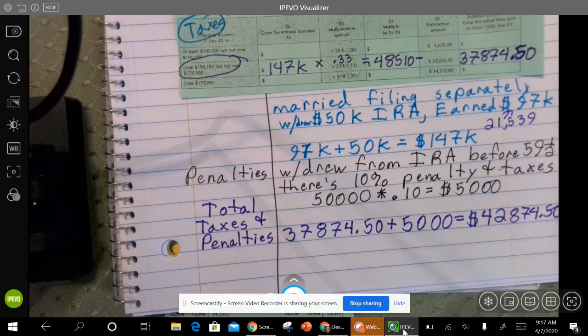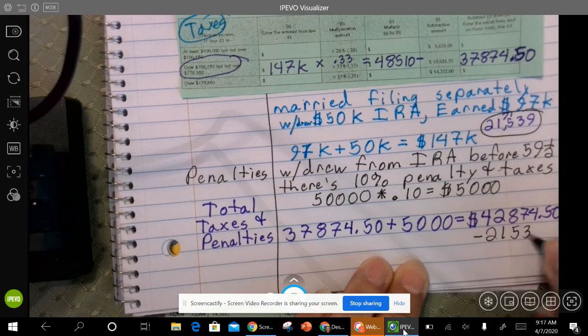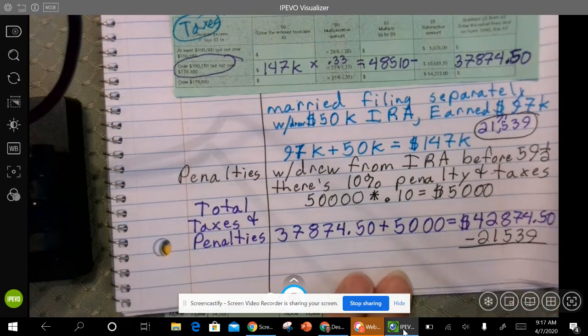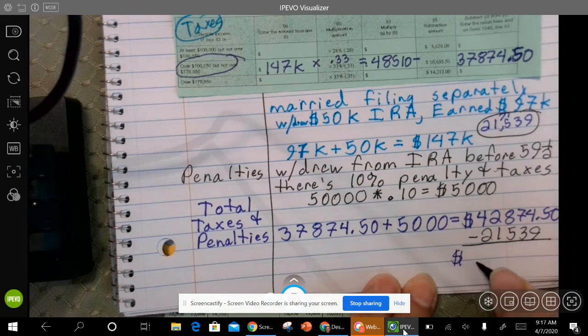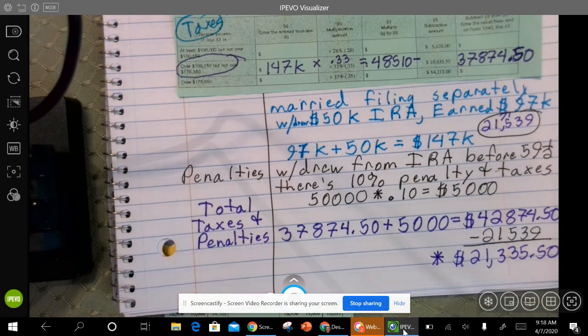Minus. So everybody, this is what we're figuring out, how much extra you paid, minus what you paid. Your original tax liability was $21,539. So we subtract those two, and we get $21,335.50. Okay, so that's how much you paid extra by taking out that $50,000 early.